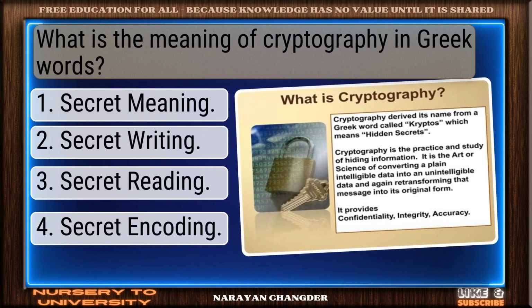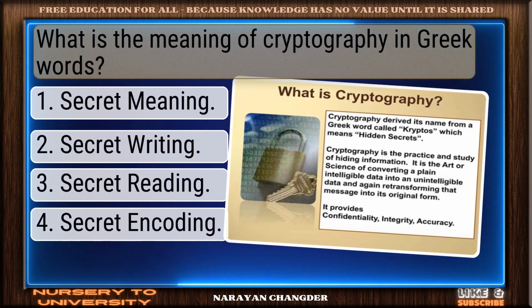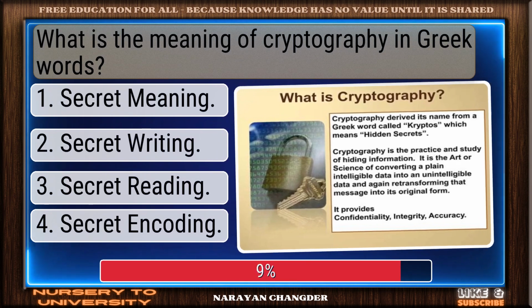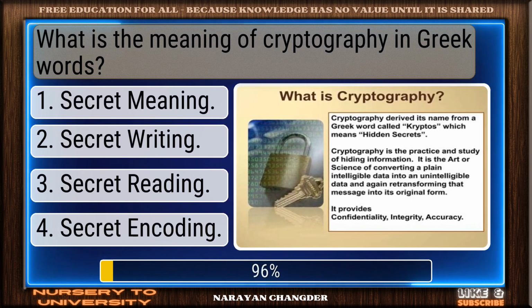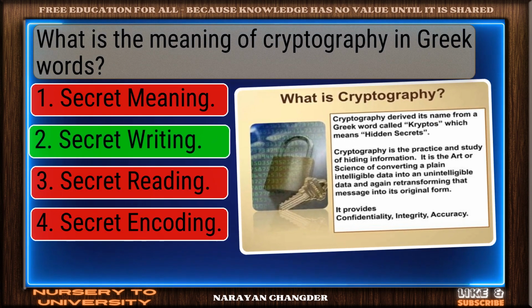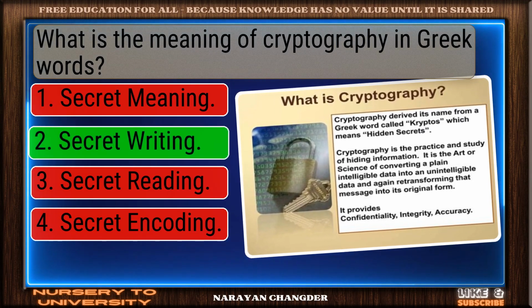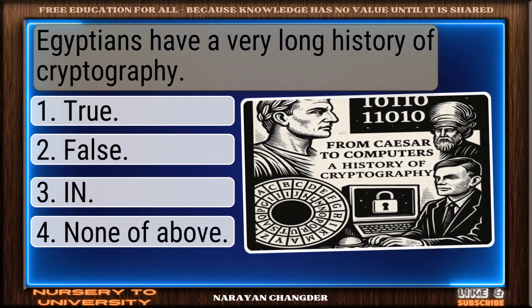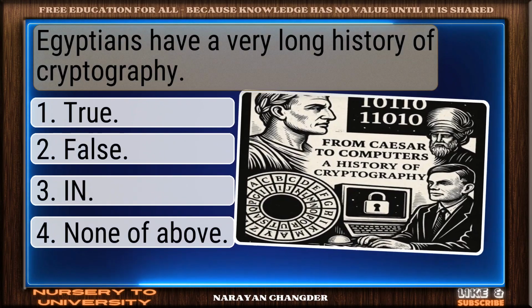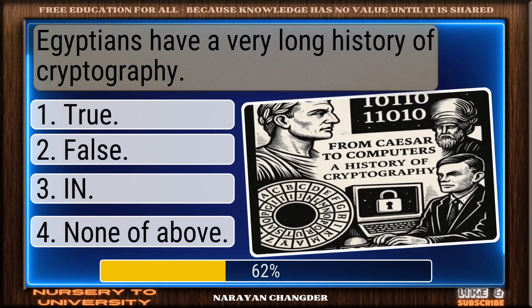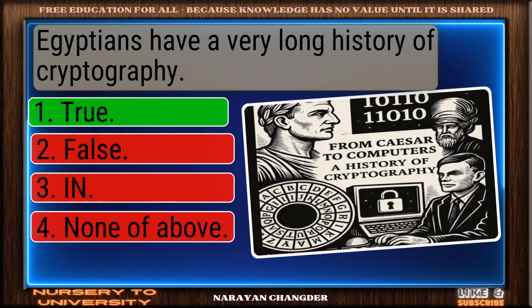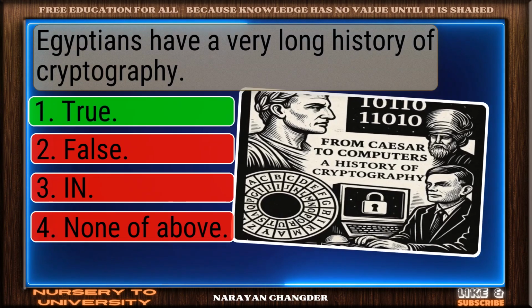Question number 48. What is the meaning of cryptography in Greek words? Correct response. Secret writing is the most accurate answer. Question number 49. Egyptians have a very long history of cryptography. Well done. True is the right choice.